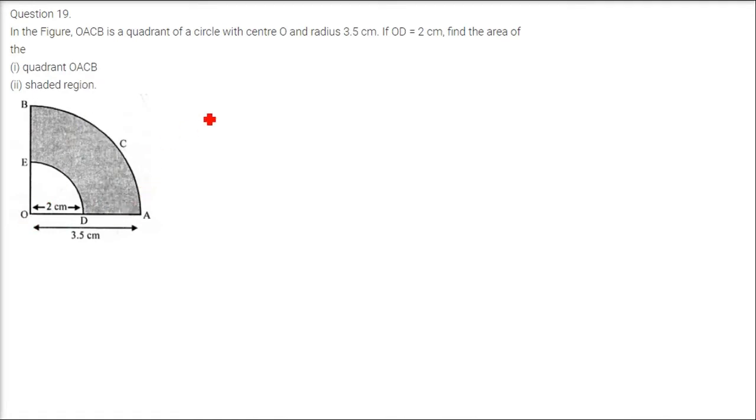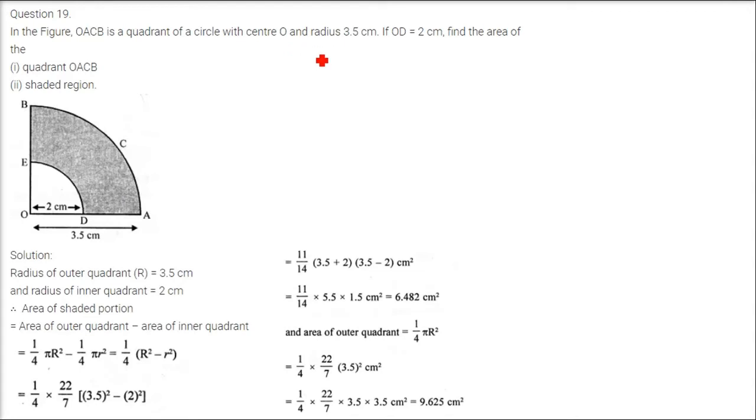It is just theta by 360 into pi r square. Theta is 90. We just have to find 1 by 4 pi, and the outer one we have to find. So we will take this as 3.5. So 3.5 whole square, this is going to come as 9.625.